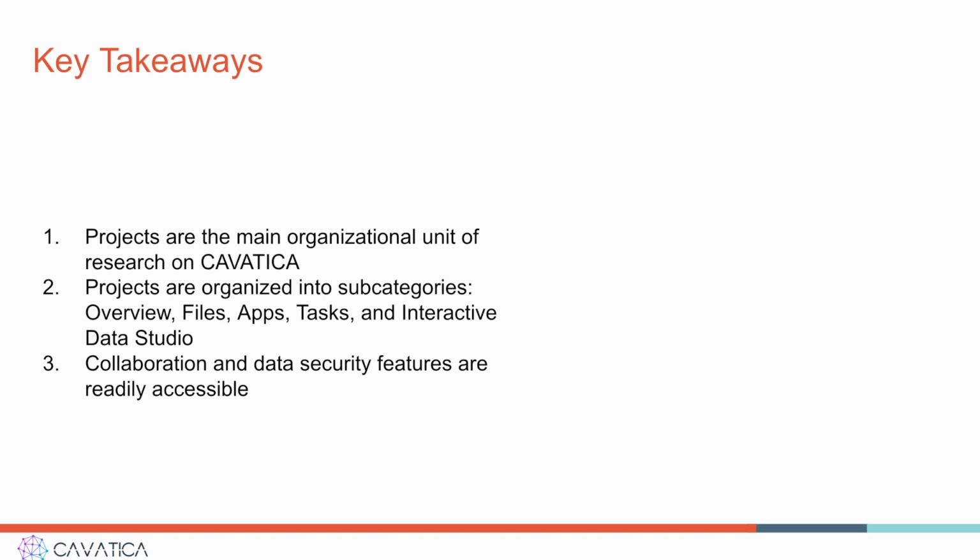The key takeaways for this video are that you understand that projects are the main organizational unit of research on CAVATICA. It's where you store your files, where you store and develop the apps you would like to use, where those apps are run, and where you might do different interactive analyses on our platform. These projects are organized into subcategories: the dashboard or overview, files, apps, tasks, and interactive data studio. Collaboration and data security features are also readily accessible from the description page to block network access and lock down the project, or adding and removing members and their permissions.